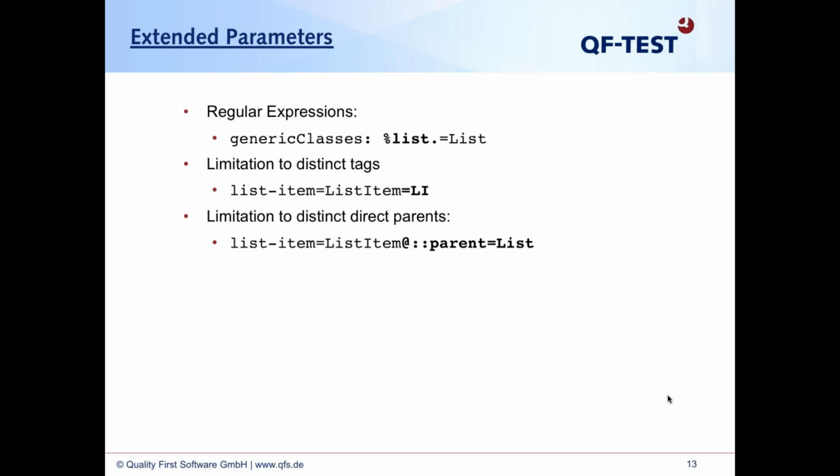You can also extend this parameter with some square brackets where you could say, I want the second parent, for example, to be a list. So you write list item equals ListItem at double colon parent and then the 2 in brackets, to select this rule only when the parent on the second level has the QF-Test assigned generic class name List.